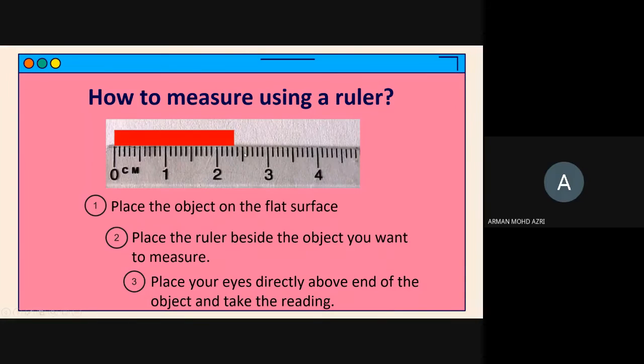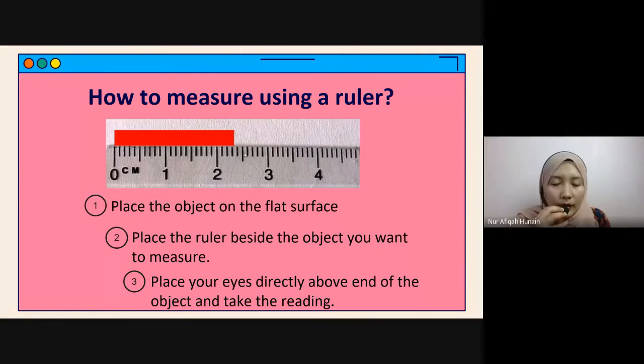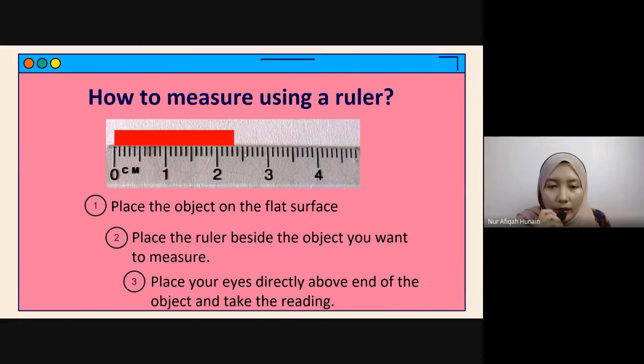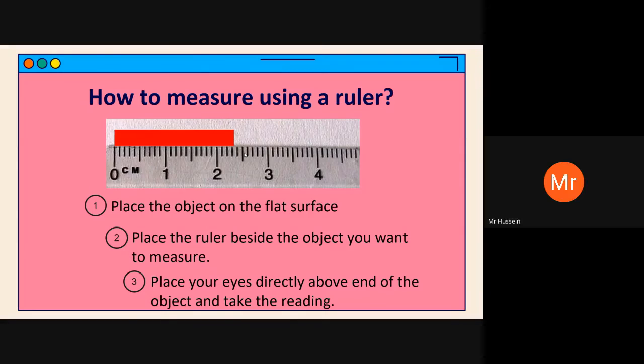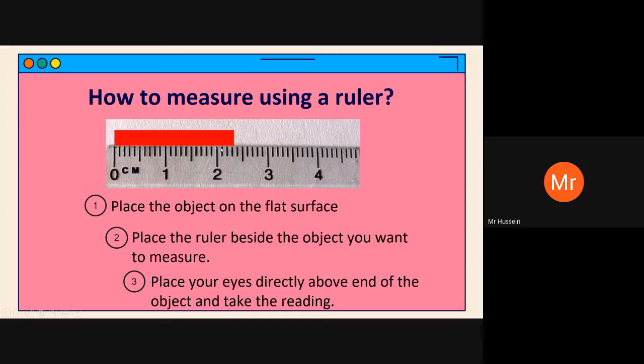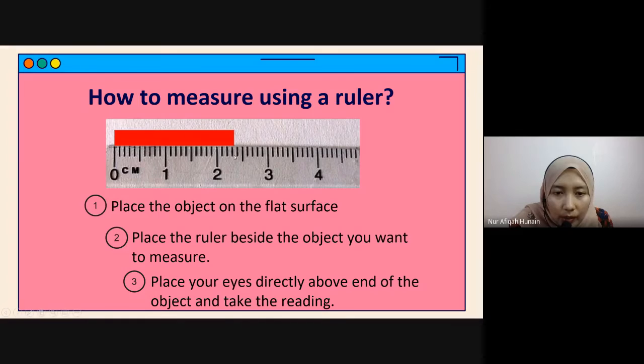Okay, tell me the answer, Arman. 23 cm, right? 20 cm. Yeah. Okay, look, this one is 2, but the tape exceeds 2. The end of the tape is here.